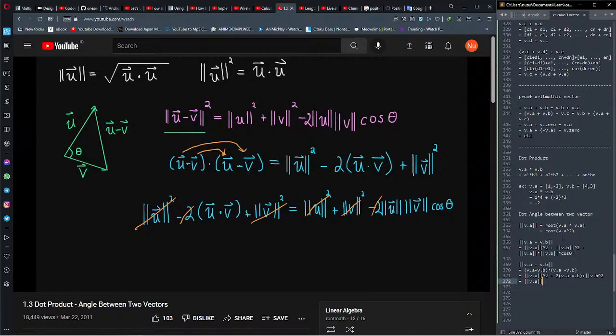And what do we end up with after we do all that crazy cancellation? Well, we just end up with u dot v on this side is equal to the length of u times the length of v times the cosine of the angle between them.